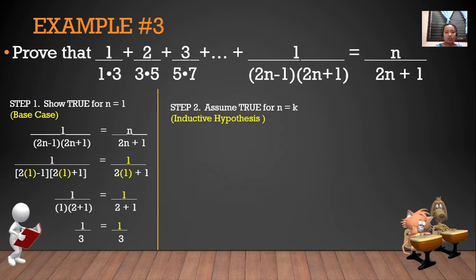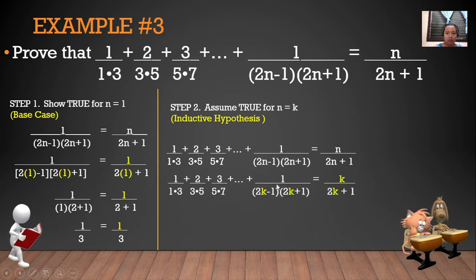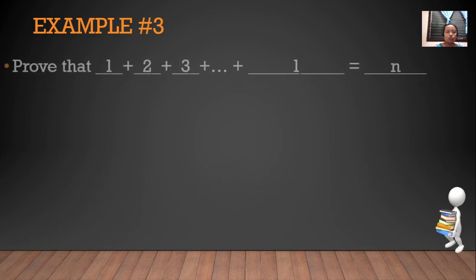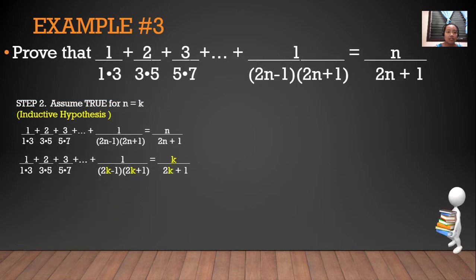Let's proceed to step number 2. Assume true for n is equal to k. So first, let's have this equation where our n will be changed to k. So all n will be changed to k. Alright, let's proceed to the third step.